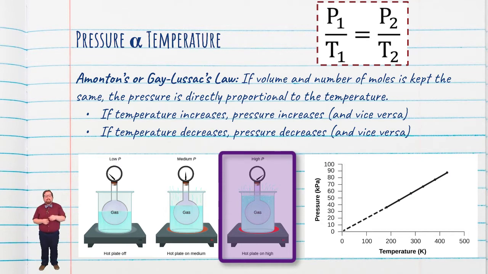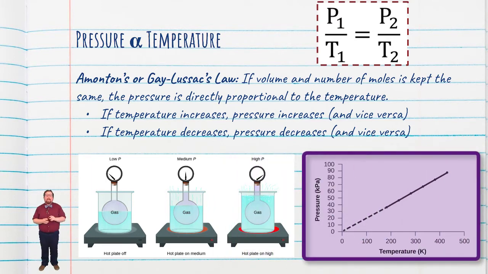If we were to take multiple data points from this experiment, we might form a graph that looks like this. As you follow the graph, as one of those variables increases, so does the other. So, with this relationship, we can create a useful equation. If we know that the number of moles and the volume stays constant for any gas, we can predict what the pressure would be under a different temperature condition.